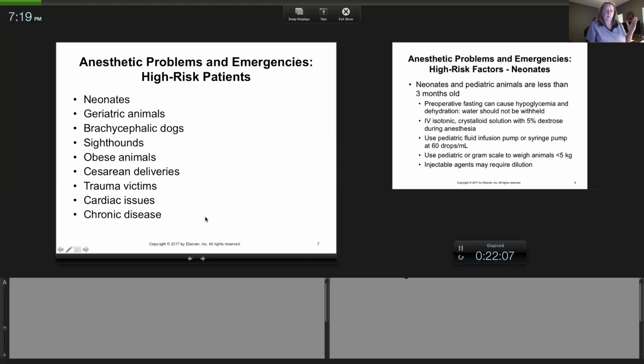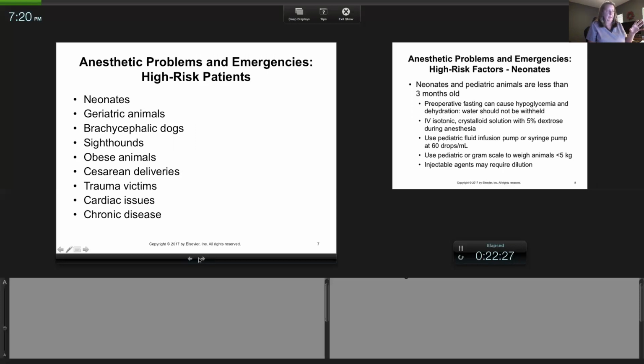I'm going to get into high-risk patients, because these are all either categories of patients or procedures that are riskier than the average everyday patient. So we're going to break it down to how we treat these animals, what makes them unique, and what our approach should be.